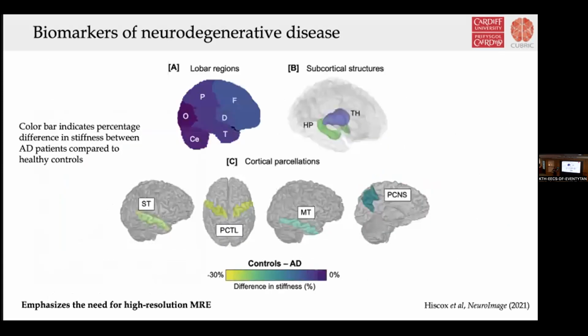And this figure just emphasizes the need for high resolution. So there's a summary of MRE in aging in NeuroImage a couple of years ago. If you look at large regions, you don't really see this kind of large effect. Again, if you look at the thalamus and the hippocampus, there is a much greater effect. Again, if you look at the cortex, you see, and this is where the pathology lies.